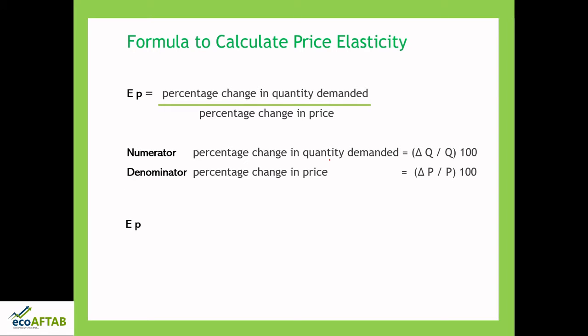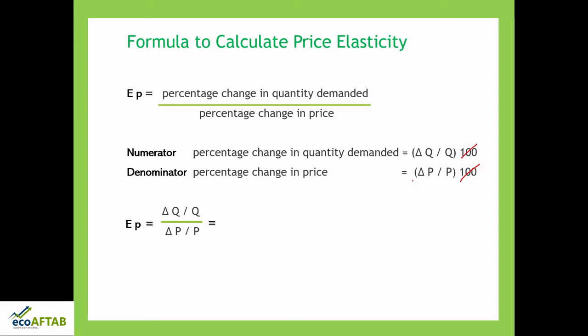So, I would like to say price elasticity of demand is equal to delta Q by Q divided by delta P by P. Friends, this 100 gets cancelled; when the 100 is there in both the numerator and the denominator, it gets cancelled. So, what remains is delta Q by Q divided by delta P by P.